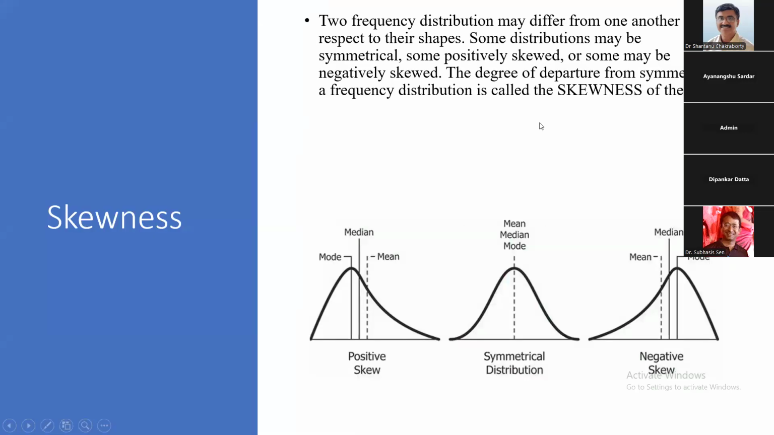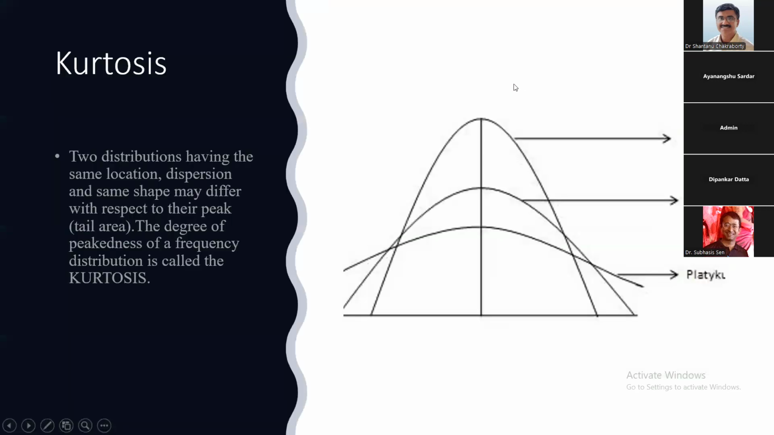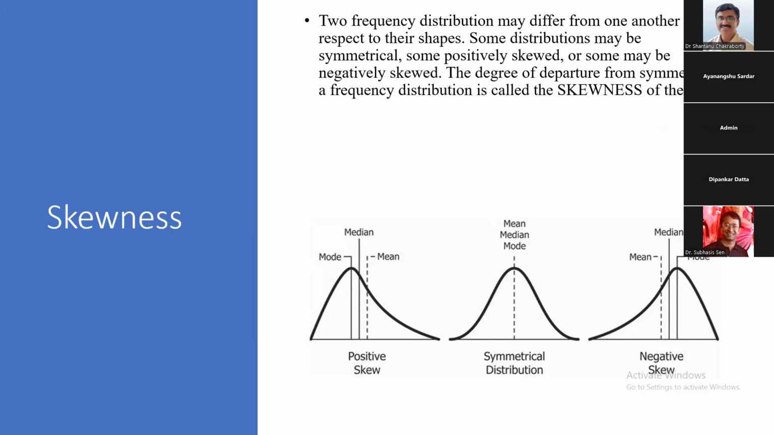Skewness is the departure from symmetry of the distribution. There are three types of skewness: positive skewness, symmetrical distribution, and negative skewness. This is very simple. As I already said, I'm not going into detail. I will give my PPT after my class, so then you can easily understand.